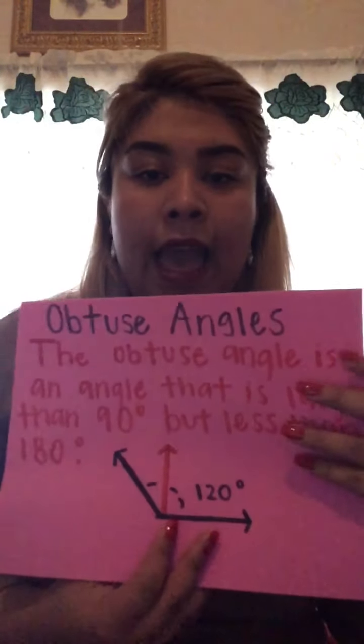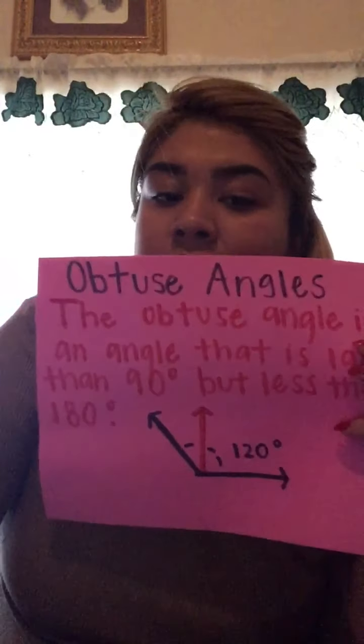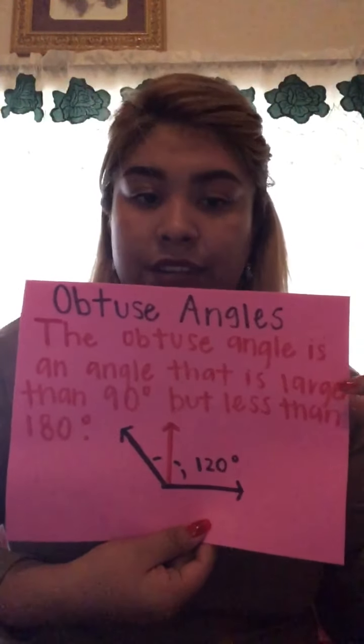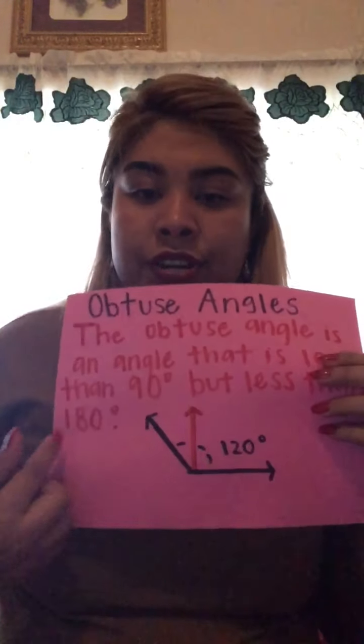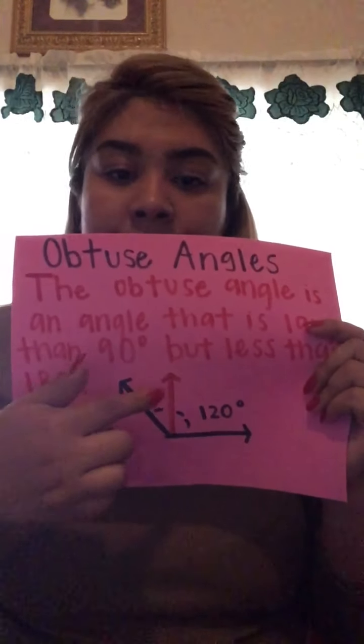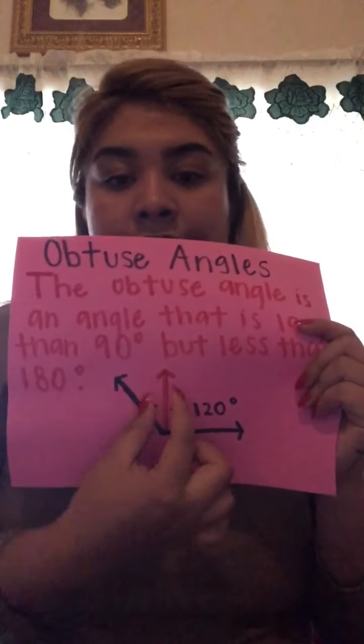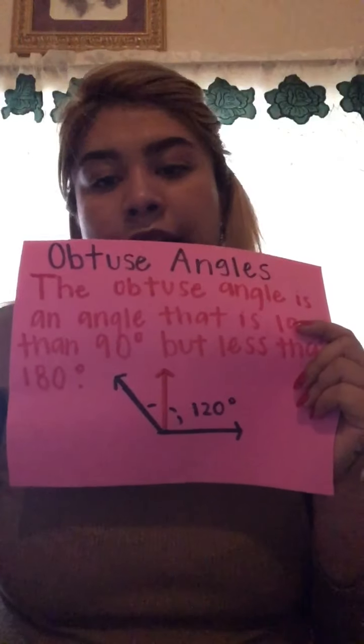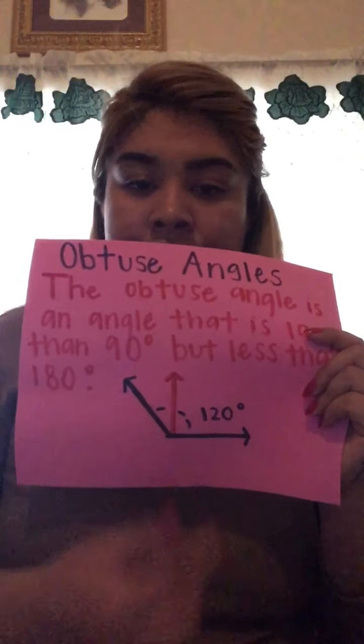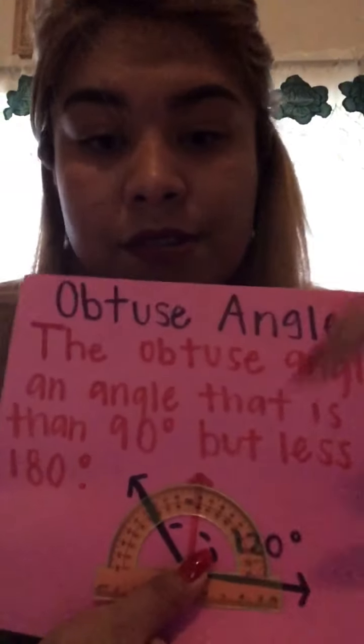The next one we'll be talking about is the obtuse angle. The obtuse angle needs to measure more than 90 degrees but less than 180 degrees. Like in the first one, the red line will be the 90 degrees, but since it passes that line, it is more than 90 degrees. So this measures 120 degrees. If we put the protractor and measure it, it will tell us how much it measures. Right here, it does say 120.